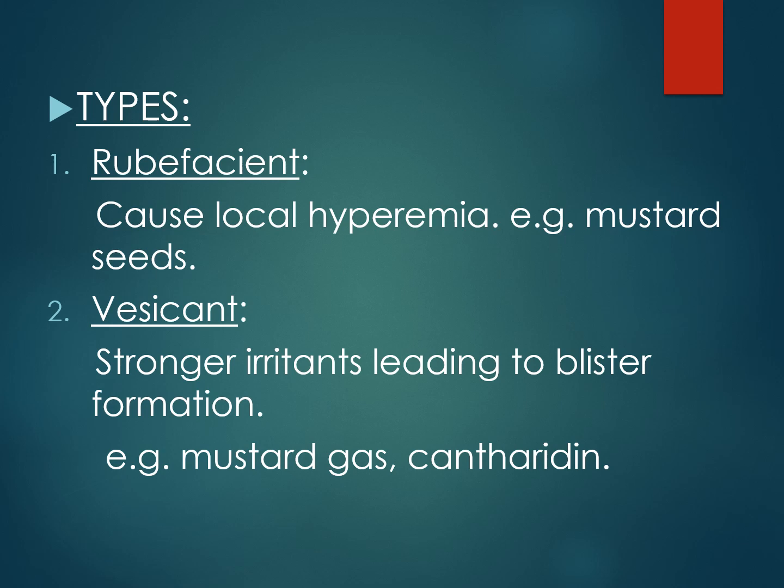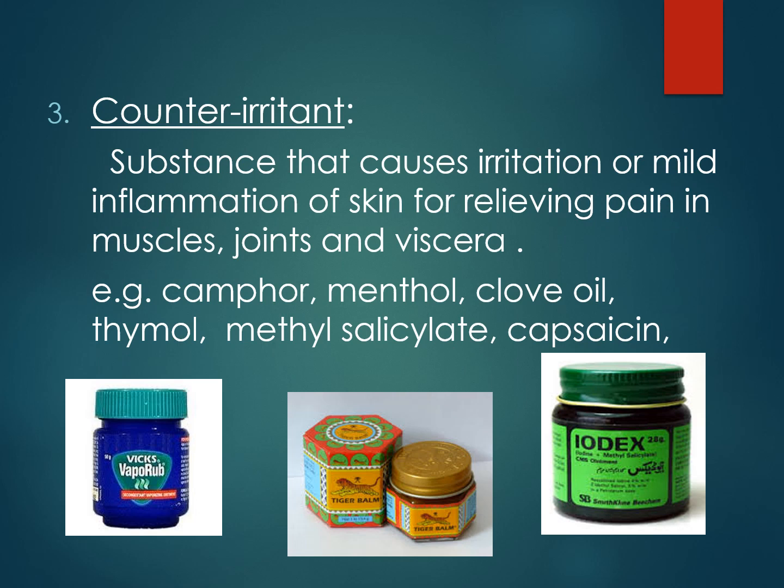Various types of irritants, like rubefacient. As the name is indicating, rubor means redness, so they cause local hyperemia. For example, mustard seeds. Then we have vesicants, stronger irritants leading to blister formation, for example, mustard gas and cantharidin. And another terminology is counter-irritant. Substances that cause irritation or mild inflammation of skin, relieving pain in muscles, joints, and viscera. For example, camphor, menthol, clove oil, thymol, methyl salicylate, and capsaicin.